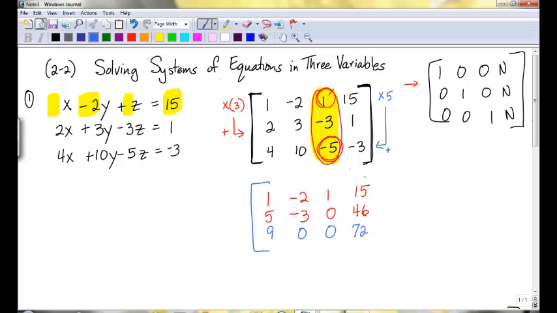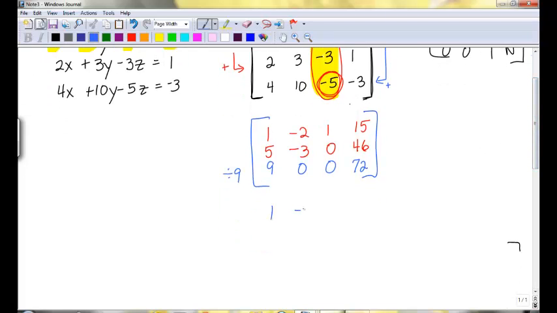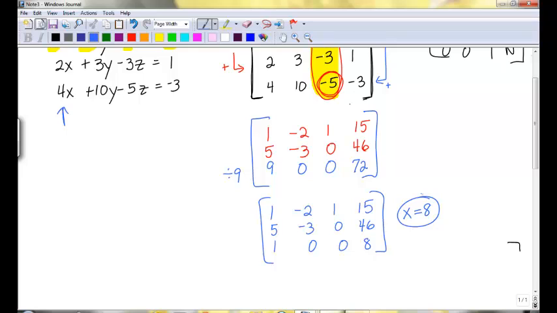Oh, look at that. What's in common all the way across? 9. Divide by 9 and we're going to have an answer. Yay. So the top row stays the same. Middle row stays the same. And divide by 9 all the way across. So we'd have 1, 0, 0, 8. Okay, and because of the placeholders, x was in this first column. So it's 1x plus 0y plus 0z equals 8. So x equals 8. And I always circle my first answer.